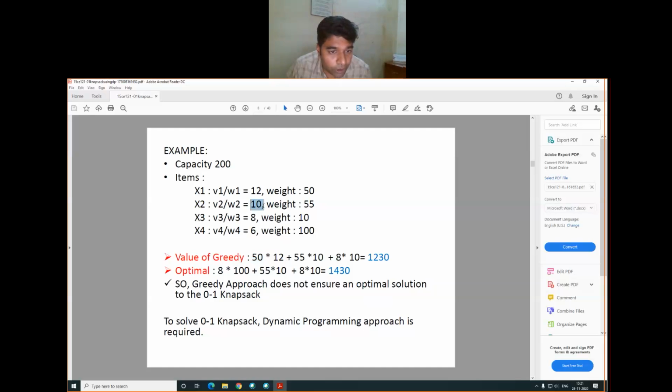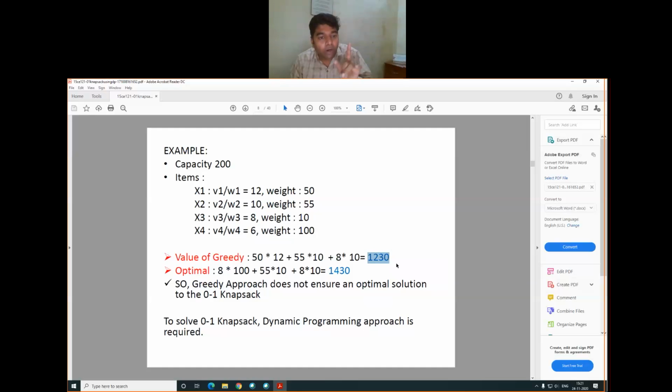Next, the maximum profit per weight is in the second item, so 55 into 10, taking the whole item. Next we have 8 into 10, which has the next maximum profit. So the value of the greedy, if you find it out, equals 1230 only.